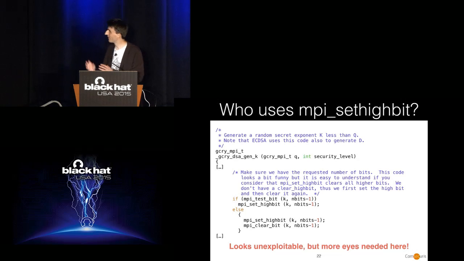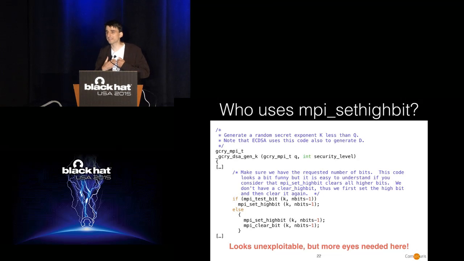And the comment there is even more interesting because they say, make sure that we have the requested number of bits. This code looks a little bit funny, but it's easy to understand if you consider that MPI set high bit clears all higher bits, which is not the case. So whoever put that in there, I don't know. And then they set it and they clear it again to make sure it has the right size.